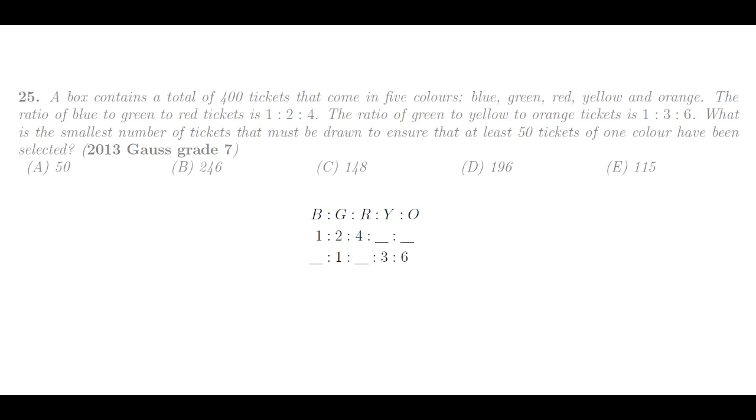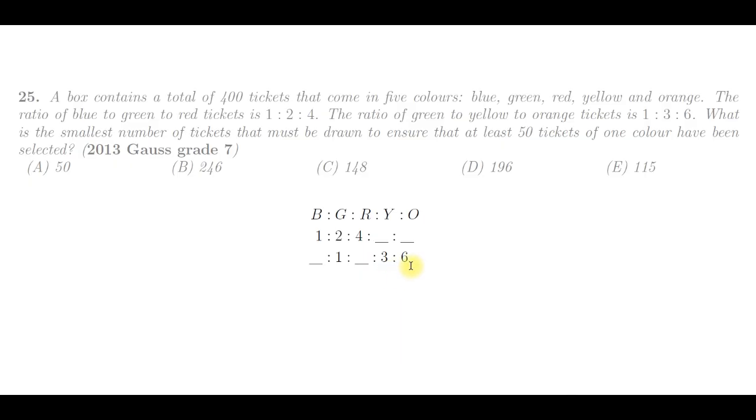So again, we're dealing with 5 different types of things, and we're dealing with 2 different ratios that were given of collections of those, but we're interested in the whole group of tickets. So let's take those 2 pieces of information and look at equivalent ratios. The first one gives us blue to green to red. The second one gives us green to yellow to orange.